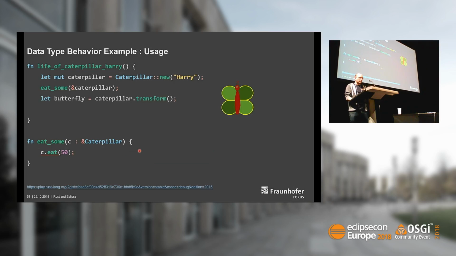Okay, so then we call transform. We transform the caterpillar into a butterfly. The caterpillar is gone. If we now try to access caterpillar again, the compiler will complain again because there is no caterpillar anymore. It's just a butterfly.